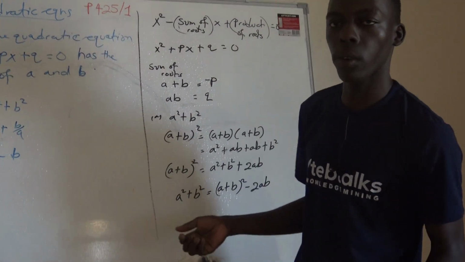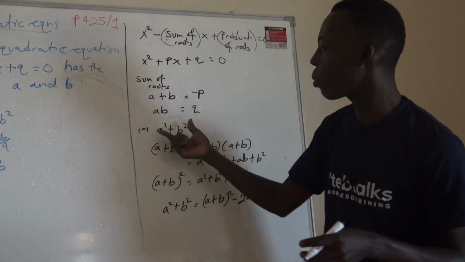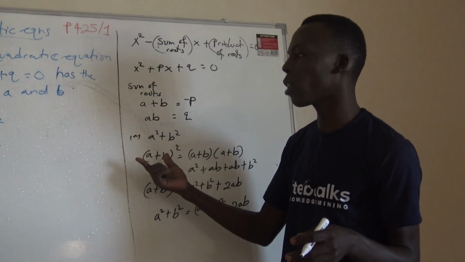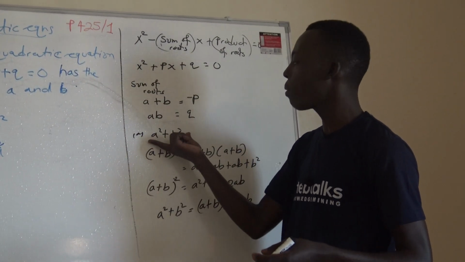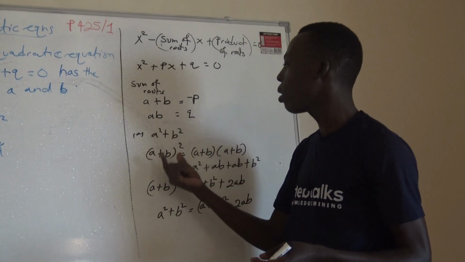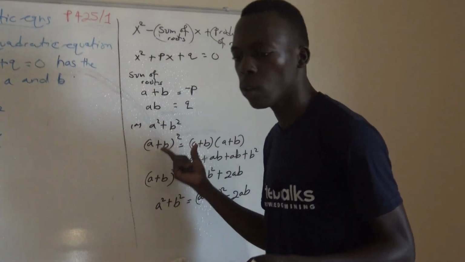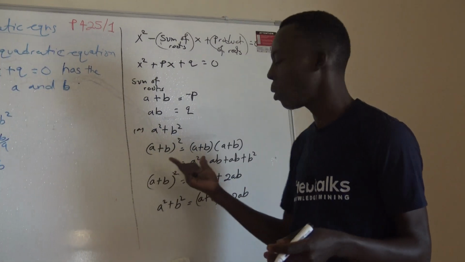So this is what we are talking about. We get what we need from what we don't have. So they gave us this one, but we cannot expand it, so we use what we know can be expanded to get what we need.